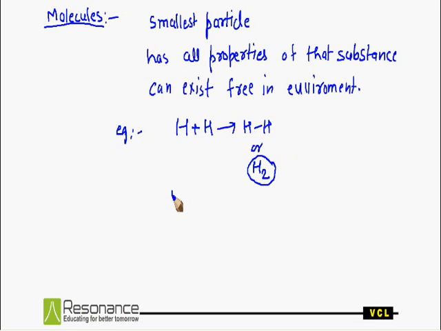And in the same way, H plus Cl gives HCl, and this is the smallest particle of hydrogen chloride which can exist in the free state. An atom of hydrogen can't exist in the free state and an atom of chlorine can't exist in the free state, but the molecule of HCl can exist in the free state.